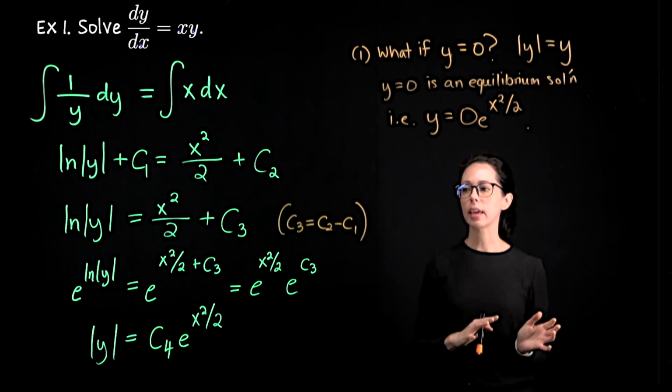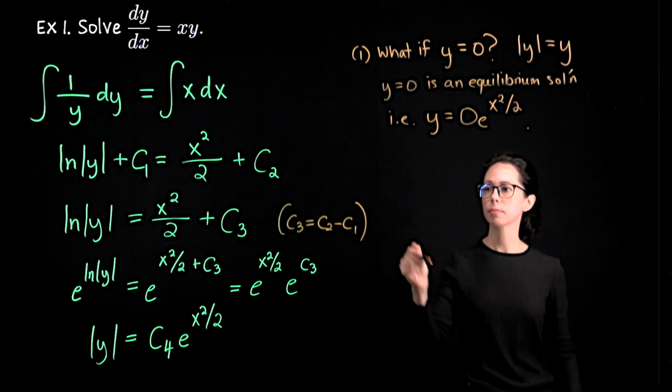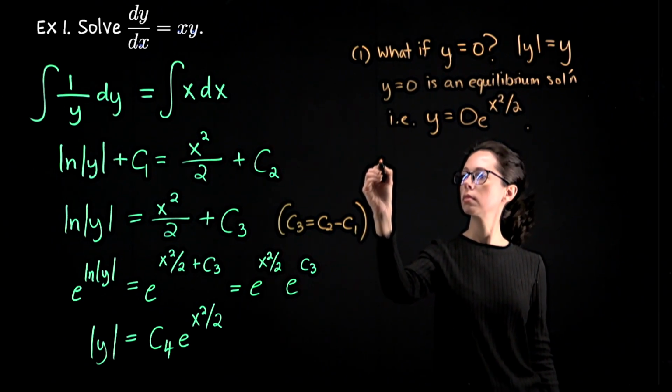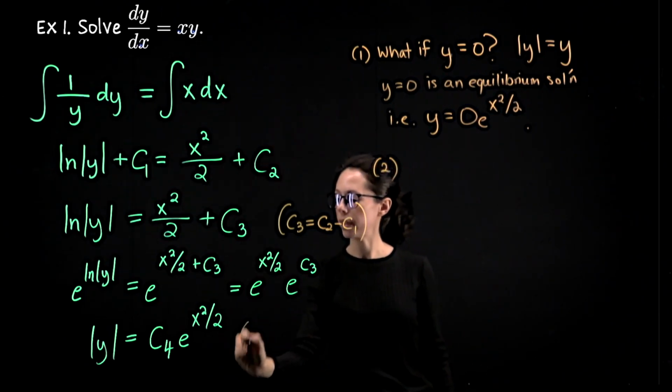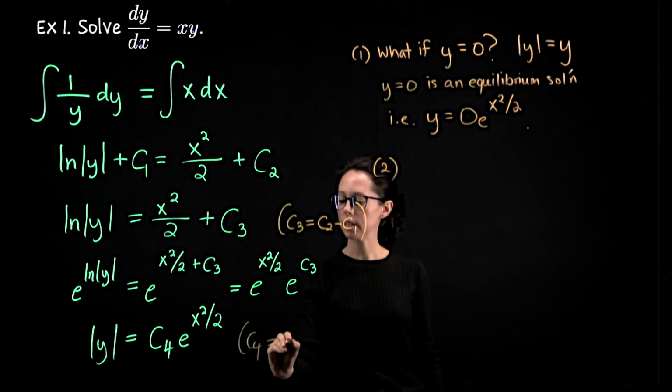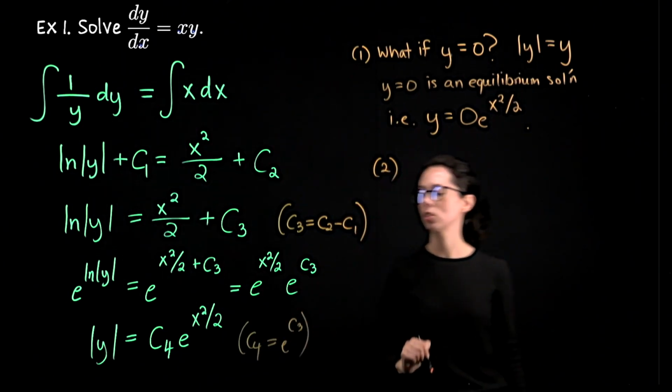So what if y is, say, on one side of 0? What if y is positive? I just realized I wanted to make a little note here. Let me add this, that C4 is e to the C3. Okay, just trying to keep track of my constants.